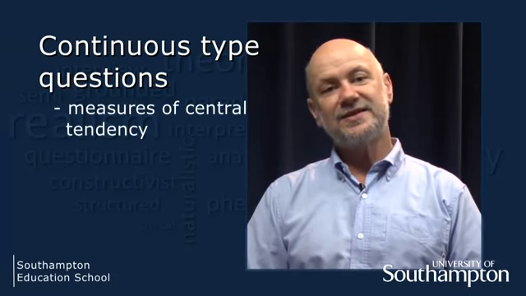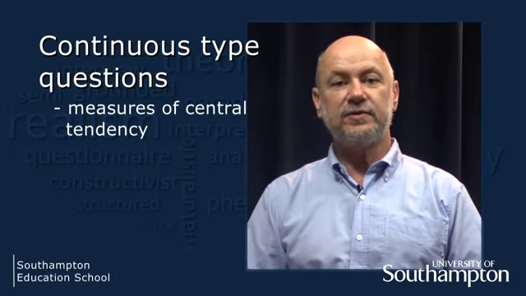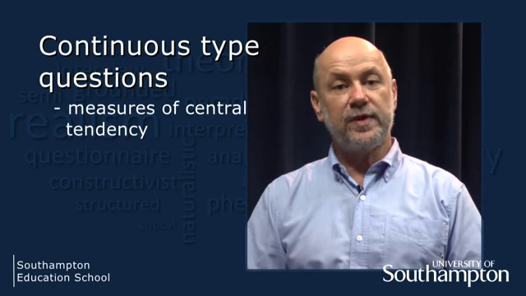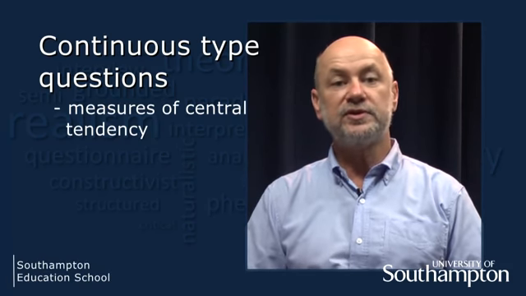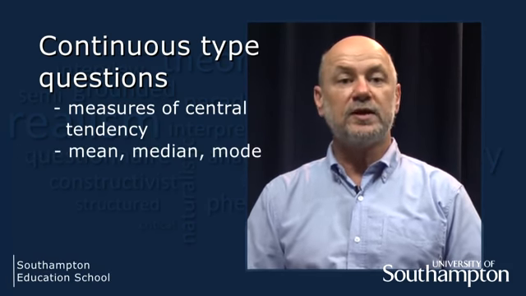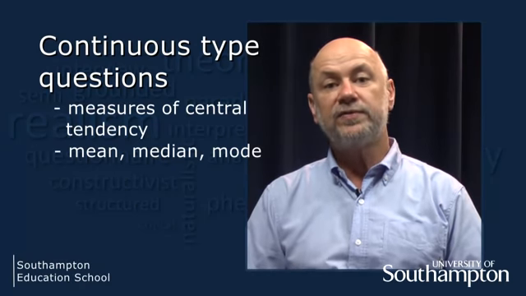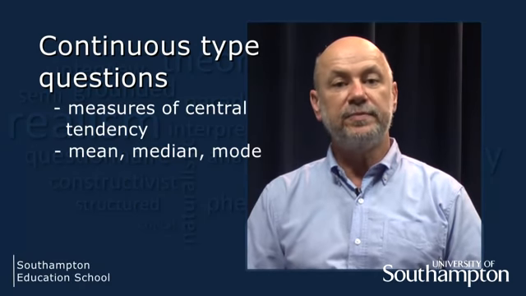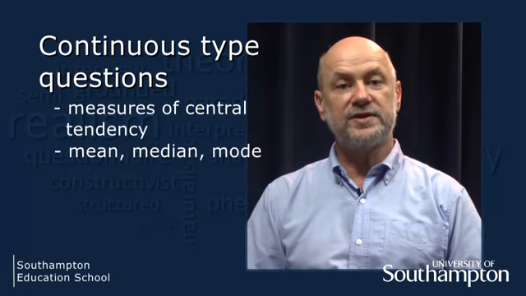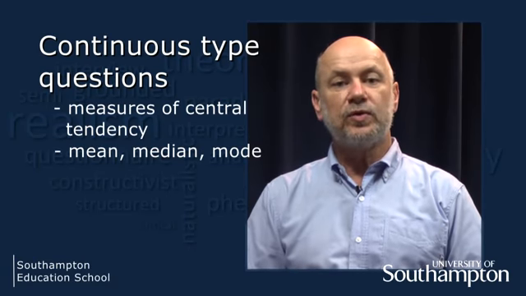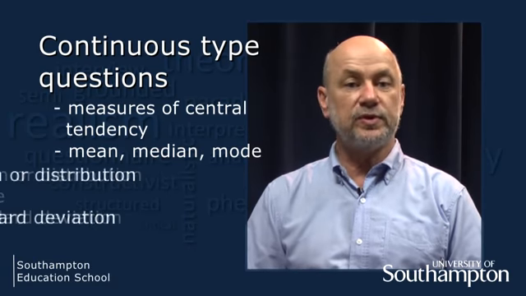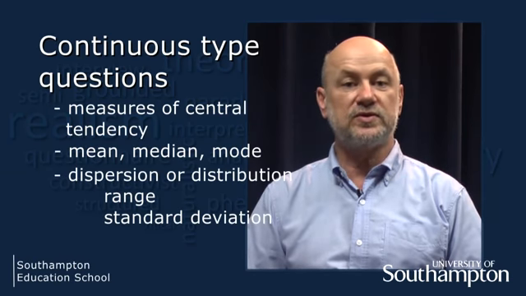When it comes to describing and summarising continuous type questions, we use measures of central tendency. In day-to-day language, this is called the average. However, in research language, we refer to the mean, median and mode. So if I have asked people about how often they use a VLE, the mean of the group could be 4.6 times a week. What is also useful to report is the dispersion or the distribution of the responses.